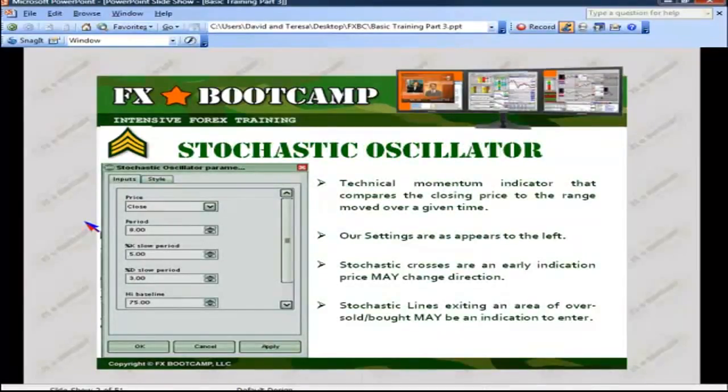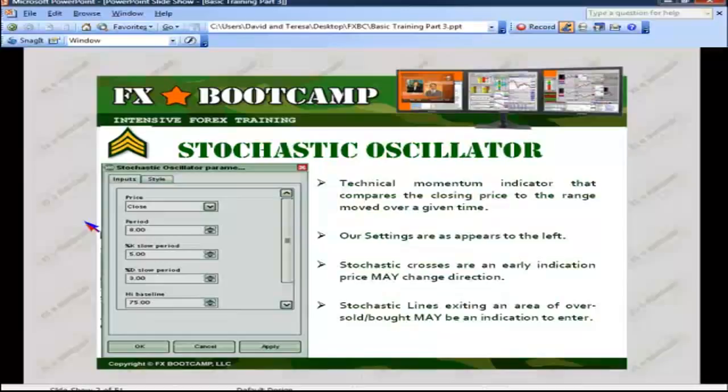The first one I want to look at is stochastics. It's a technical momentum indicator that compares the closing price to the range moved over a given time. The bootcamp settings we use are 8-5-3 with a high baseline of 75 and a low baseline of 25. These are not default settings. The default settings are slightly less sensitive to price. These are a little more sensitive, and that's done for a purpose.